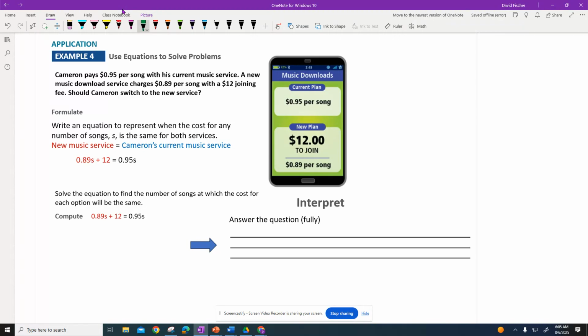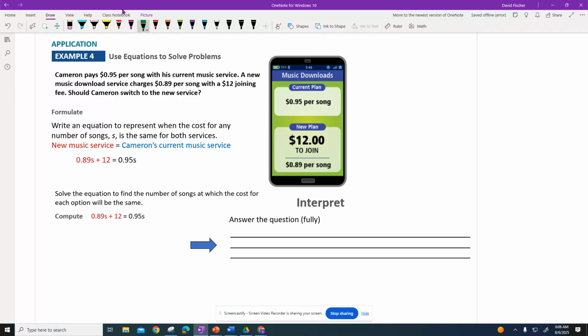If he's only going to buy 1 or 2 songs, well, this is the best deal, because then I don't have to pay this $12 fee. So I want to know, when is it best to go with a new plan and pay that 12 bucks? So again, we just want to set 2 equations equal to each other. The first guy, we don't know how many songs he's going to buy, but I like that they put S for songs there. The new music service is 89 cents a song plus the 12 bucks one-time fee. The other guy is just 95 cents a song.